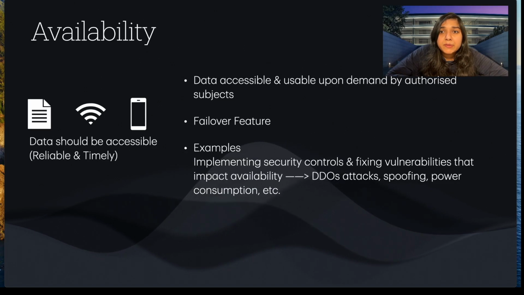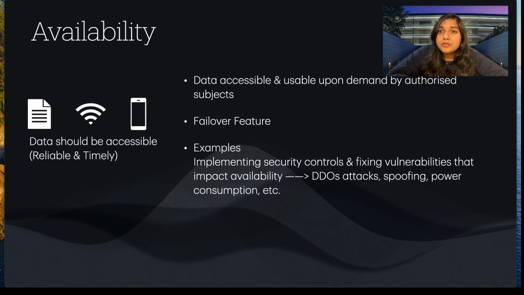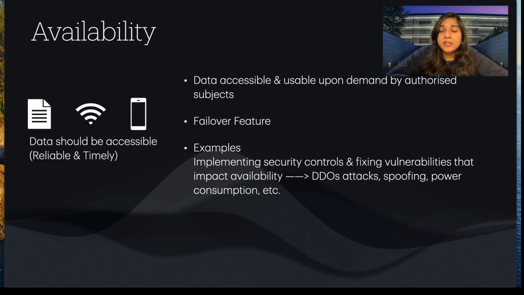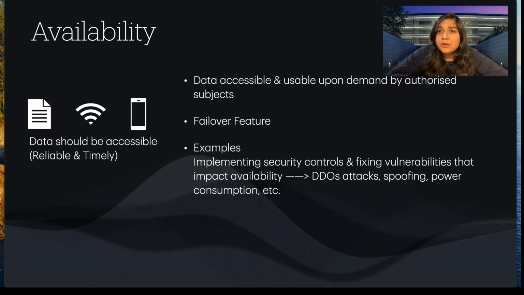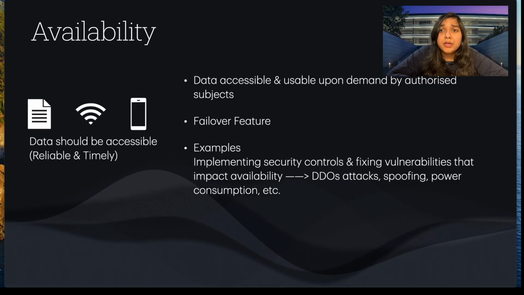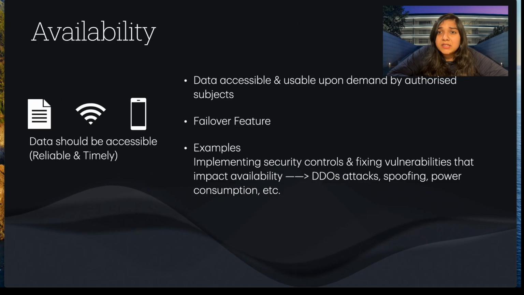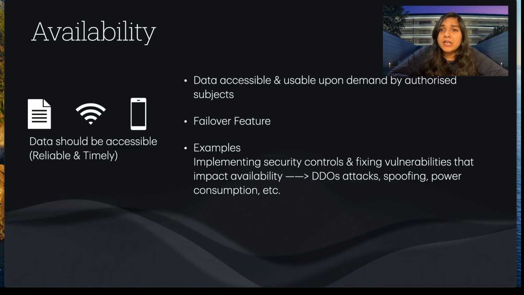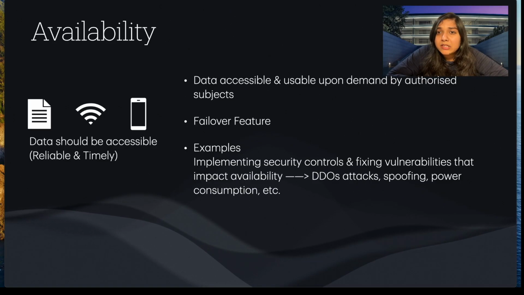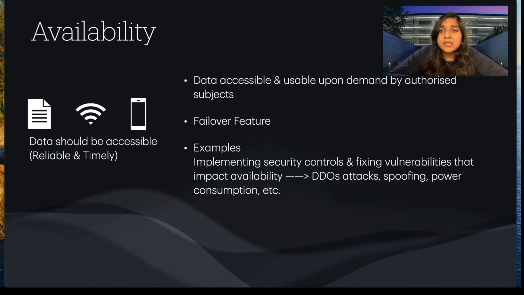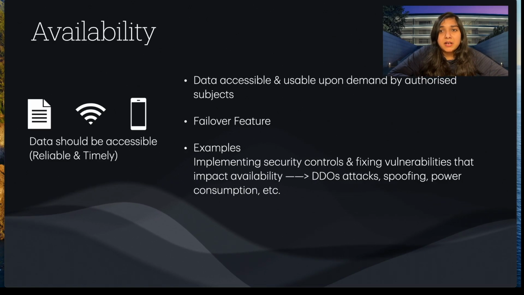What you can do is implement some security controls or fix vulnerabilities that are going to impact availability. For example, DDoS attacks, spoofing, and power consumption attacks are all cyber attacks that are going to impact availability. These are the remedies that you can take to make sure your data is available. Like I said, if you want me to explain in detail what these attacks are and how you can minimize the impact, let me know in the comments and I'll make sure to do it.